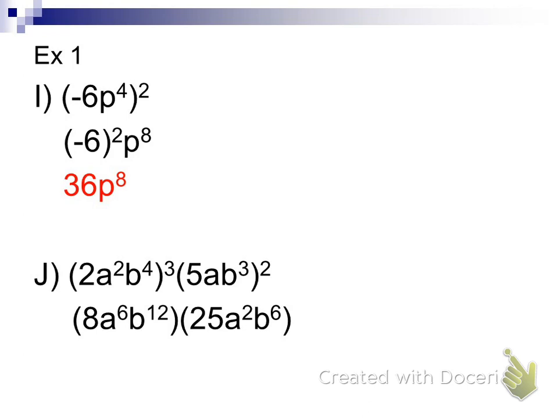Yes. For the answer, I got 200 a to the 8th and b to the 18th. Yeah, so now we can go ahead and combine these two. So the coefficients in the front, I'm just going to multiply. 8 and 25 gives me 200. And then you add the a exponents to get a to the 8th. You add the b exponents to get b to the 18th. Any questions?